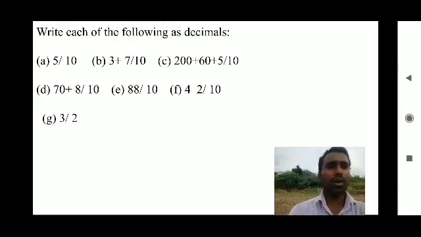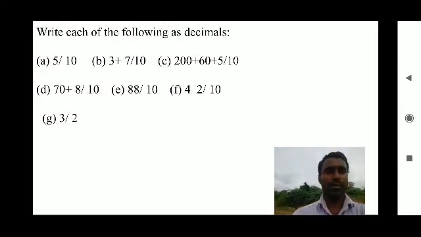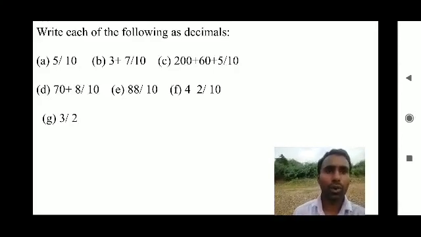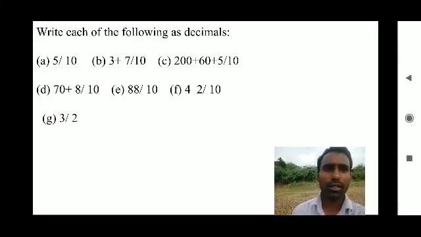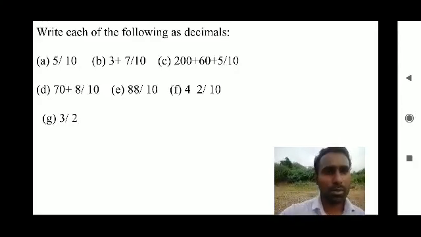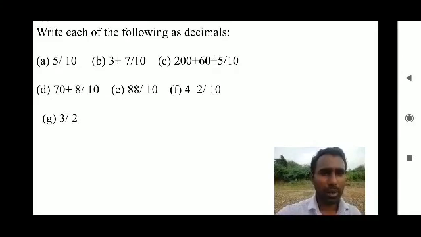So write each of the following as decimals. 5 by 10, 3 plus 7 by 10, 200 plus 60 plus 5 by 10, 70 plus 8 by 10, 88 divided by 10, and 4 2 by 10, it's a mixed fraction, and 3 by 2. So these problems they gave in your book, and the remaining problems you can work out. That is homework for you.